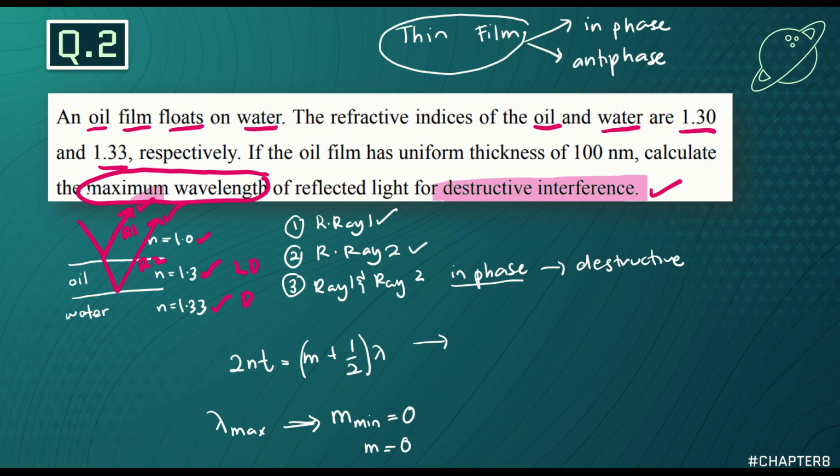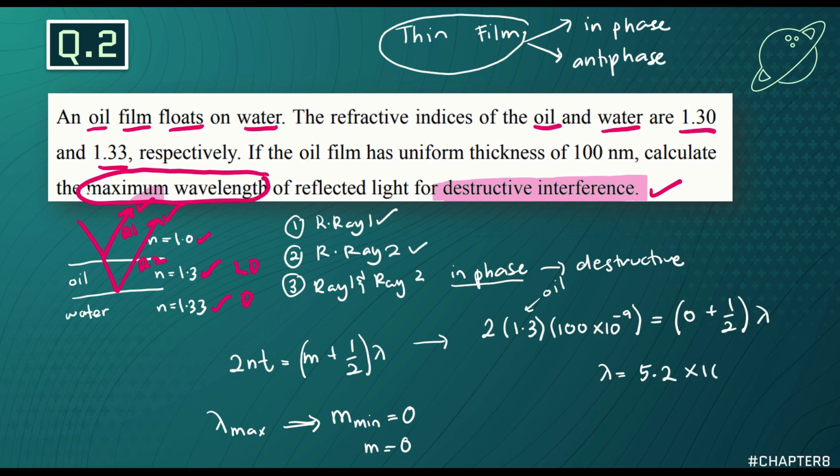Now we do the substitution. 2n, where the refractive index to be substituted is for your thin film. In this case, we choose oil as our thin film. T is 100 nanometer. m is 0, plus half lambda. Then as usual, you do your calculation using your calculator, and you will get lambda is 5.2 times 10 to the minus 7 meter, or this is equal to 520 nanometer.